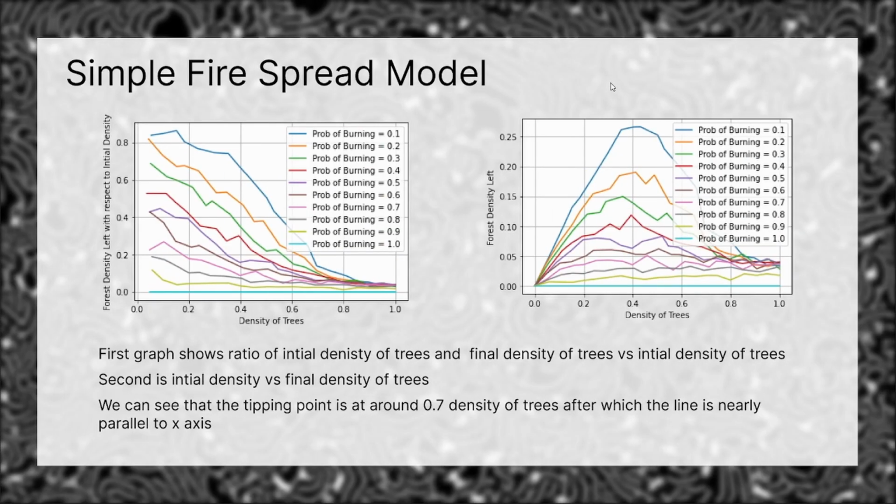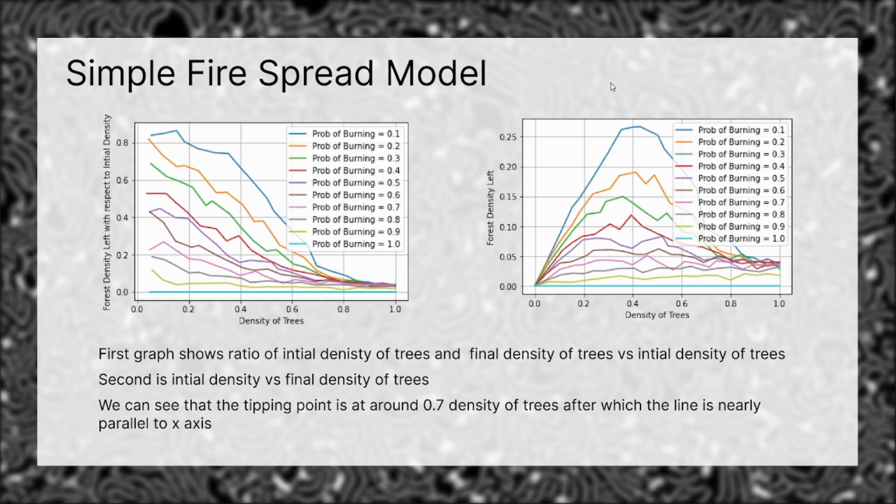These are the graphs for the simple fast spread model. The first graph shows the ratio of initial density and final density on the y-axis, and on the x-axis it is the density of the trees. We can see that as the density of trees increases, more trees are burning, and after around 0.7 density you can see that the line is getting more and more parallel to the x-axis.